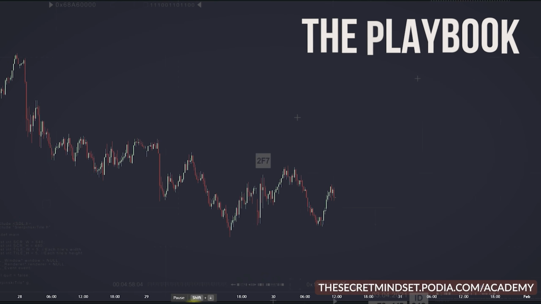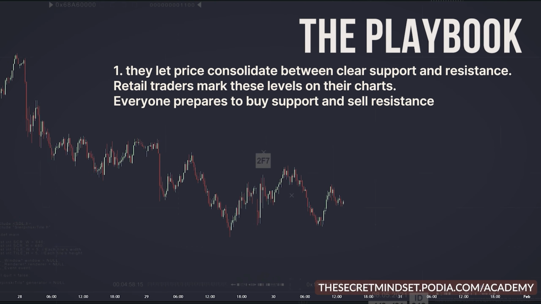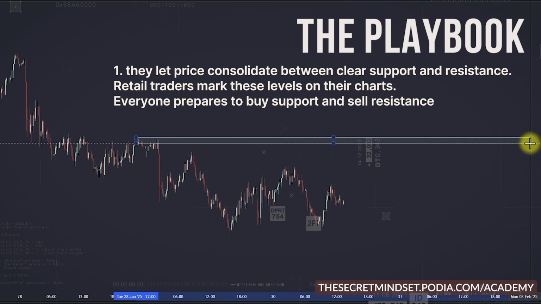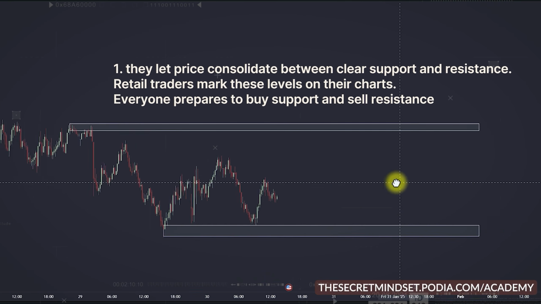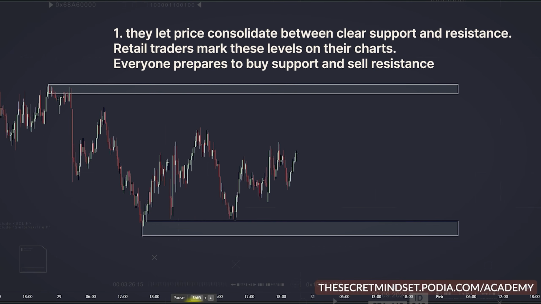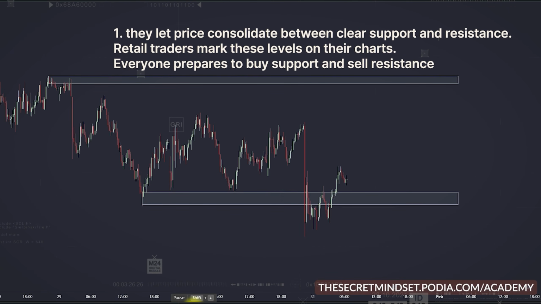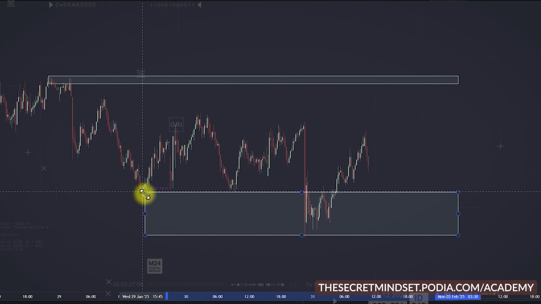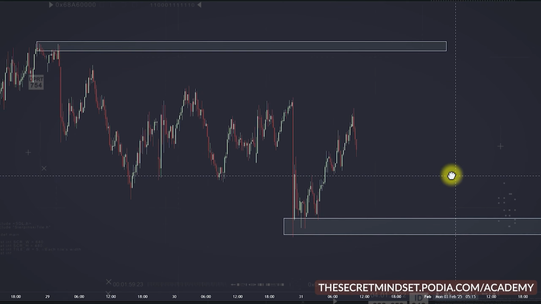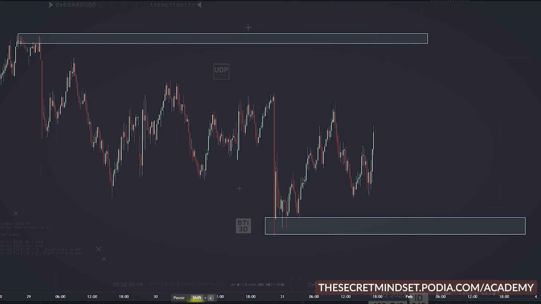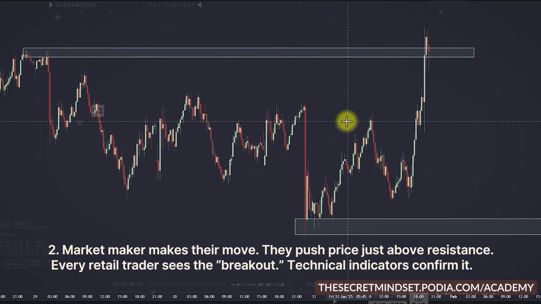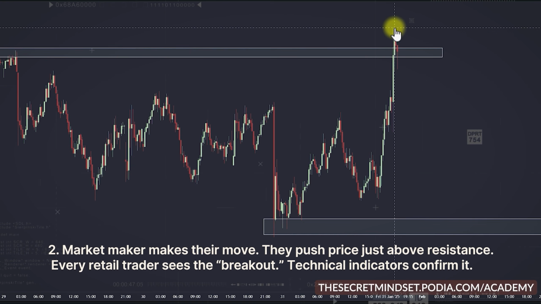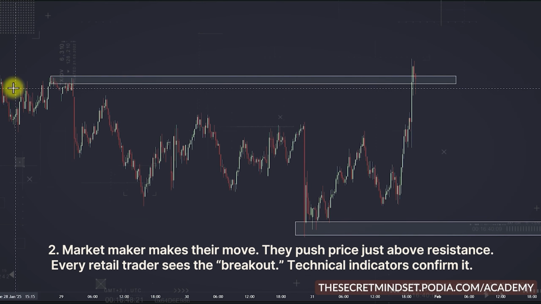Here's their playbook. First, they let price consolidate between clear support and resistance. Retail traders mark these levels on their charts. Everyone prepares to buy support and sell resistance. Moving averages cluster together. Indicators line up perfectly. Then the market maker makes their move. They push price just above resistance. Every retail trader sees the breakout. Technical indicators confirm it.